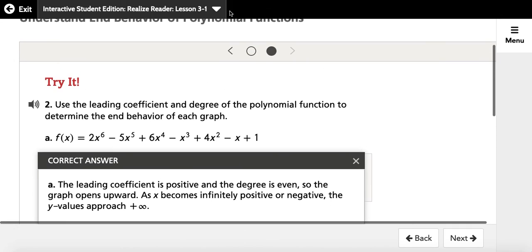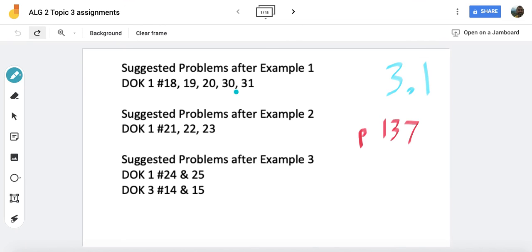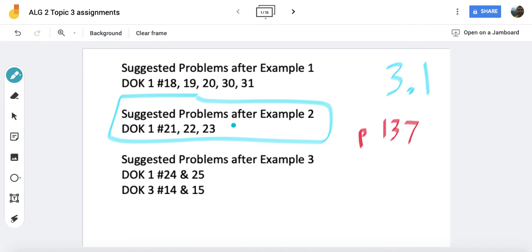All right, that's it for this video. Let's see what your teacher can assign. We're in section 2, so there's only 3 problems in the text that are related to that: 21, 22, and 23. This is off of page 137.